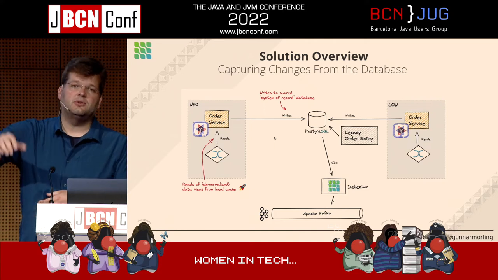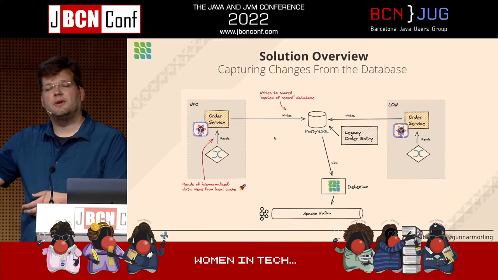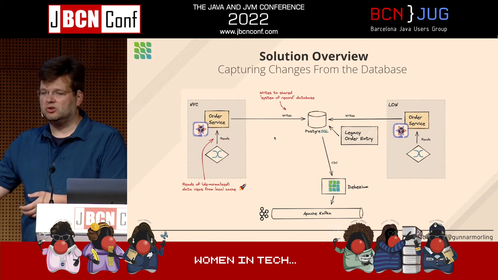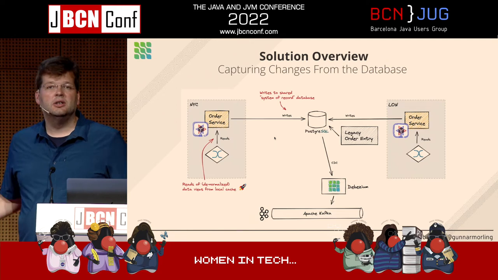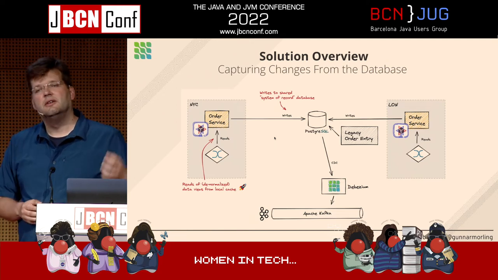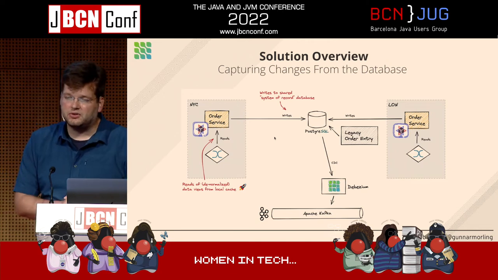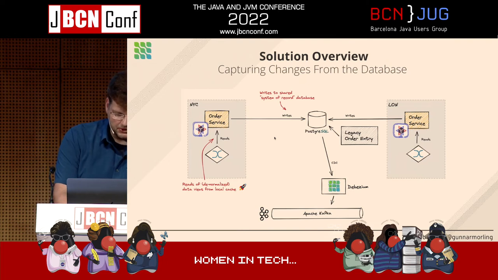It will subscribe to the changes in the Postgres write ahead log, the WAL, and it will emit changes to Apache Kafka. And now we can have different consumers which subscribe to those topics in Kafka, which take those change events, in our case, put it to the cache. And this is the last step of the solution, which we will see in a bit.